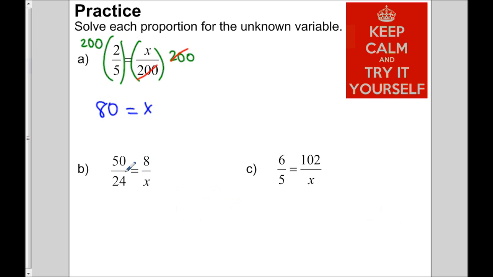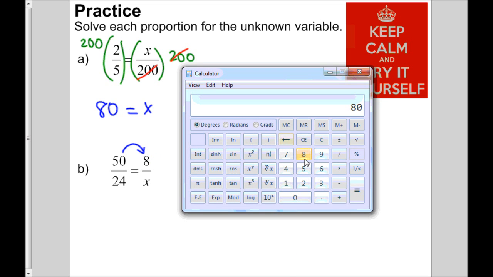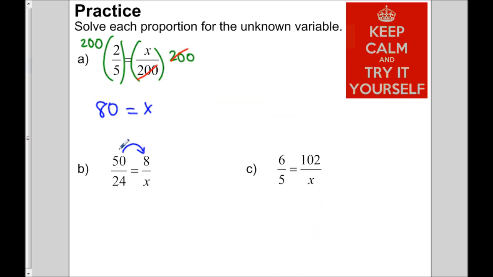Here, let's do the constant of proportionality. So how do I go from 50 to 8? Right? Well, I'm not sure. So let's just go backwards here. Okay. So 8 divided by 50 gets me 0.16. So that means I have to multiply 50 times 0.16.